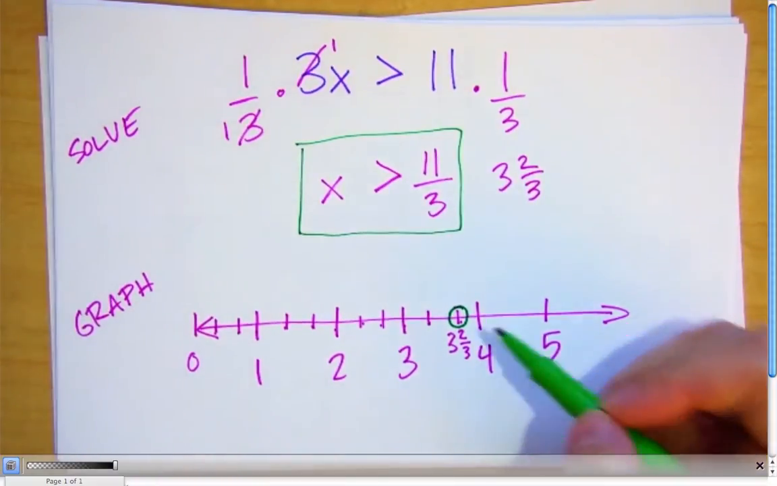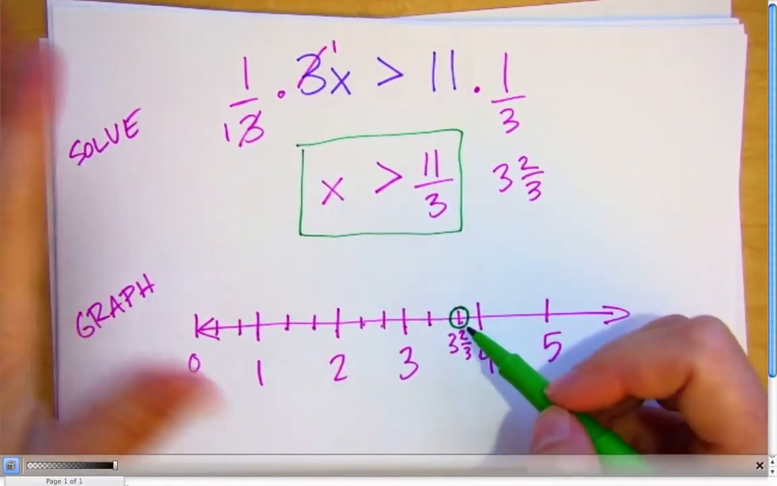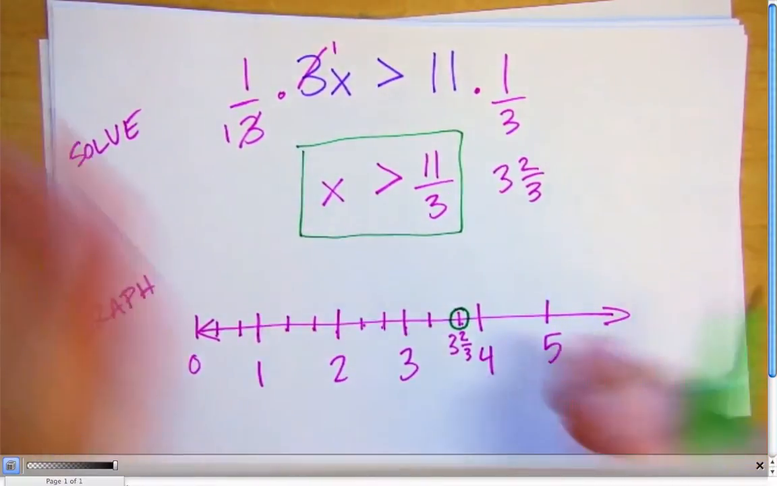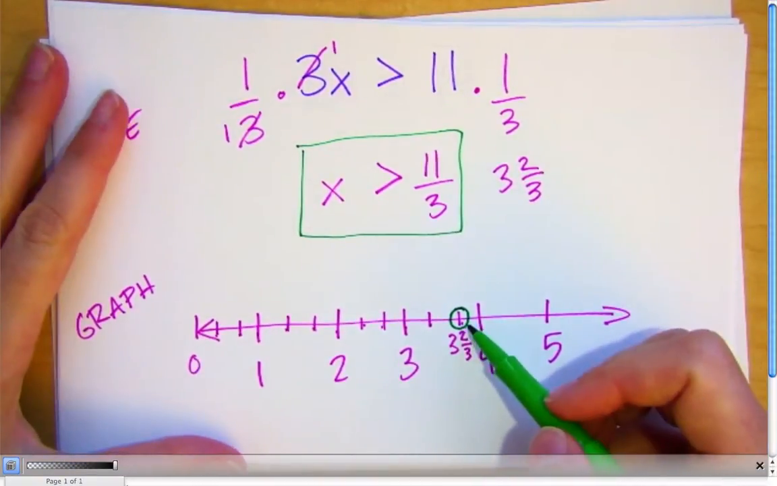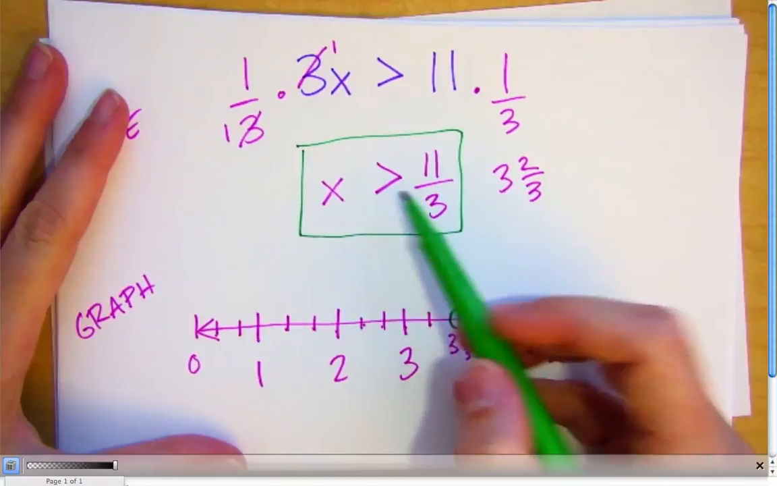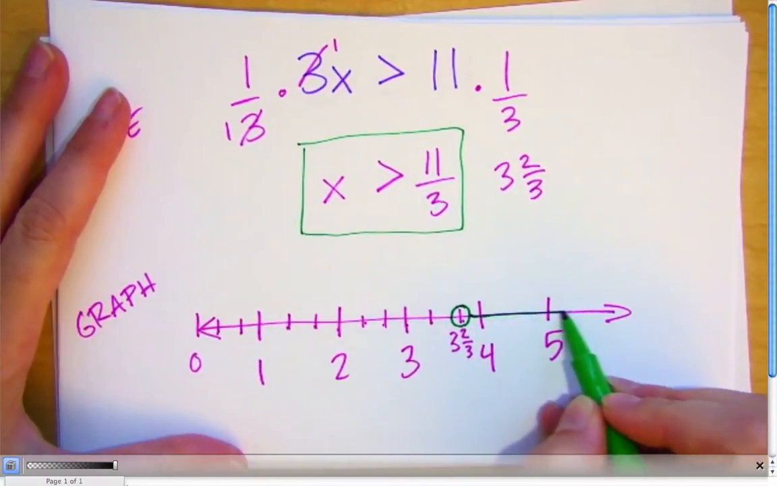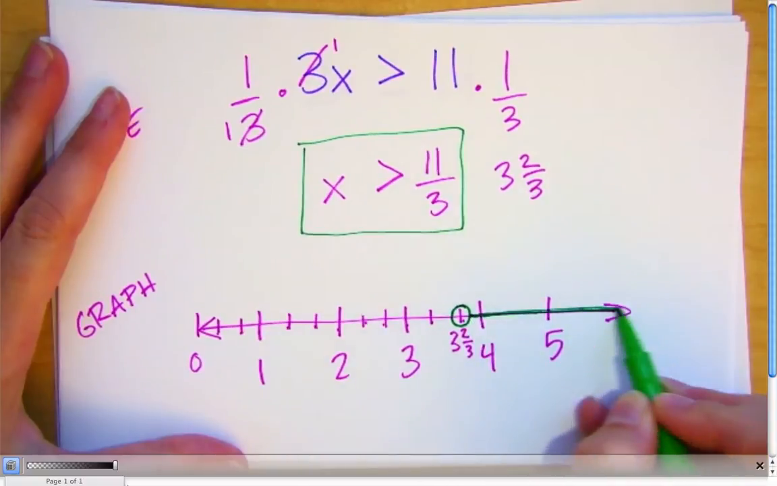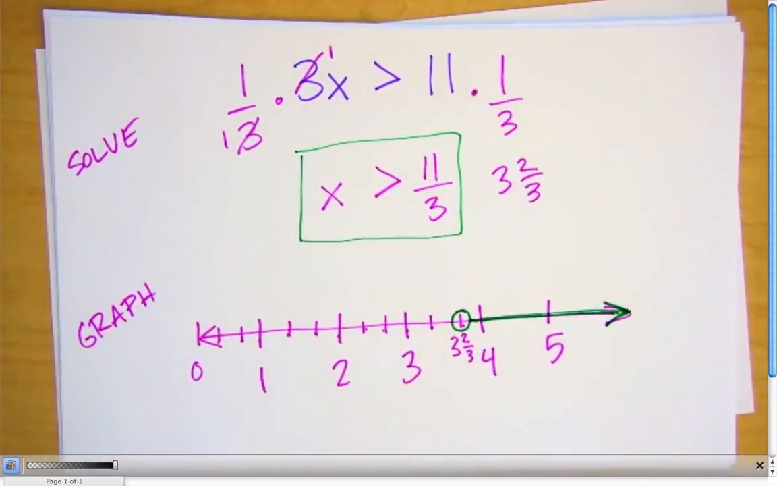Well, this time we're starting at 3 2/3, but I don't want to include 3 2/3. So that open dot is telling me where I'm starting, but it's indicating that I'm not including that as one of the answers. So then I go from there, and I say x is also anything greater. Greater is always going to be to the right, 4, 5, etc. So it's everything to the right, and all the fractions in between. And it keeps on going forever, so I'm going to do an arrow.